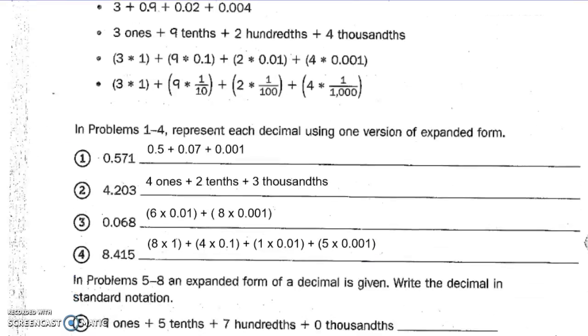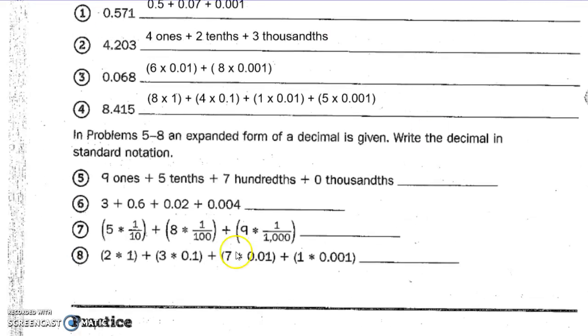Okie doke, last little section on the white. We're going to write these expanded forms in standard notation. Okay, standard notation, remember standard means normal. So we have 9 ones. Got to stick a decimal point in there. Separate the wholes from the parts. 5 tenths, 7 hundredths, and 0 thousandths.